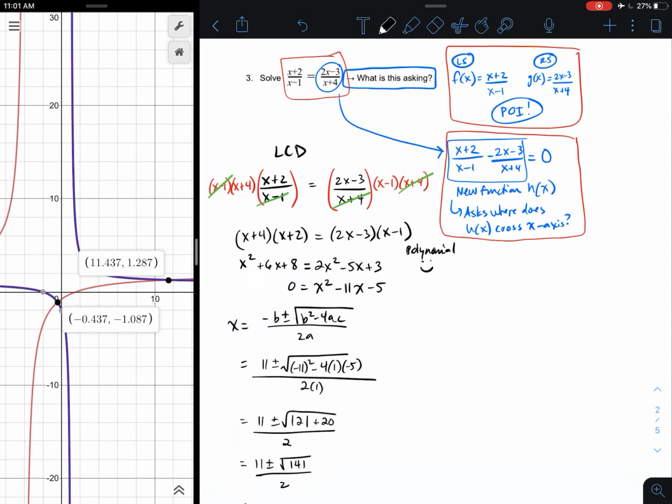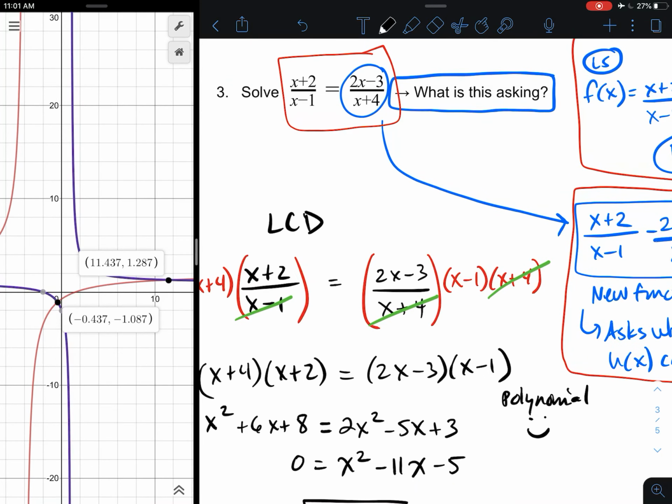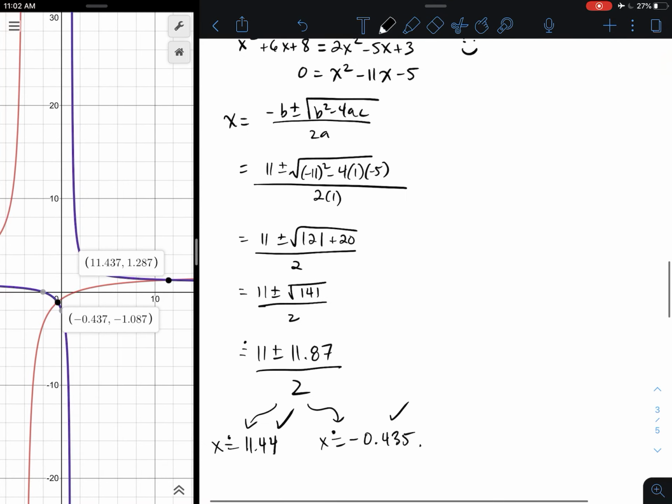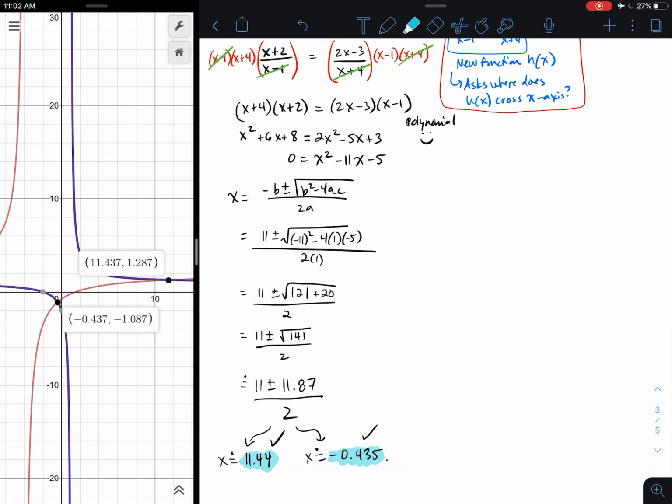Oh, I should actually be so good, and I should also say that at the beginning, the very first thing I do is I should say where these functions don't exist. So I should say solutions cannot be 1 or negative 4. I have to start there, and then I have to compare to that at the end and make sure that I don't have any answers that are actually part of my restrictions. So this time we're good because our answers aren't either of those two restrictions, so they're both valid answers, and we have a good solution to our problem.